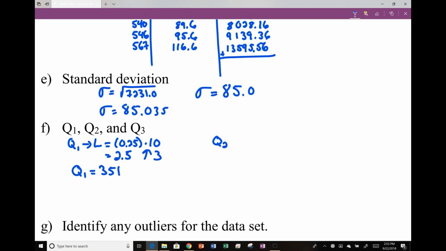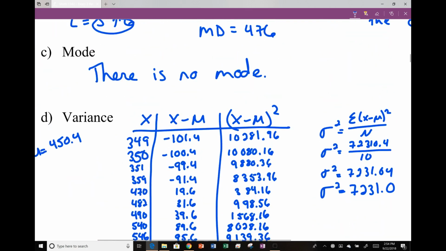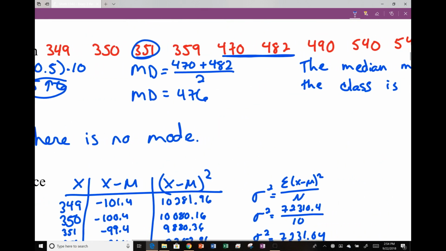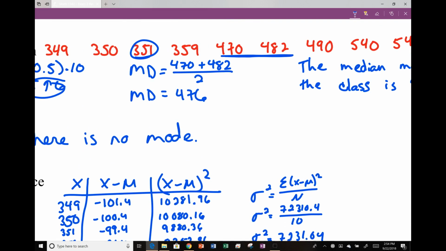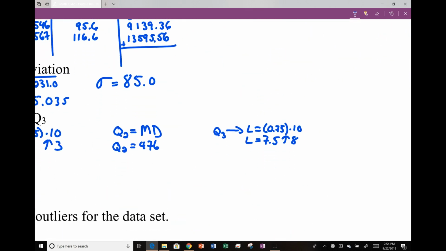Q2, recall, is our median. We found that in part B to be 476. Q3, we need to find the location, 0.75 times 10. That gives us 7.5, which we round up to 8. So I'm going to come back up here and look for the 8th position. So 1, 2, 3, 4, 5, 6, 7, 8. 540. Q3 is 540.